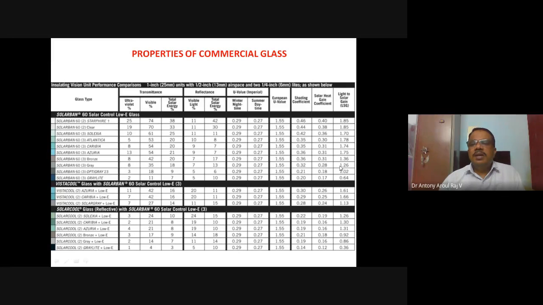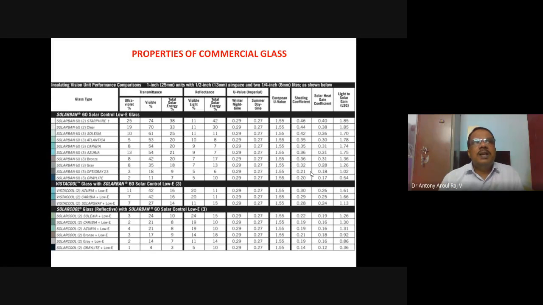So when you go to the supplier, you will have properties like this. Some of them give light to solar heat gain. That means if it is giving more light than solar heat gain, then this property will be more. So 1.85 means more light than the solar heat gain. So you have to see the properties, and you have to select the properties accordingly.